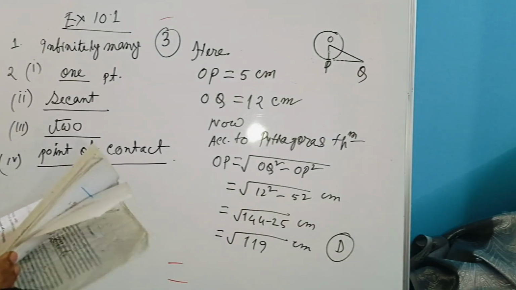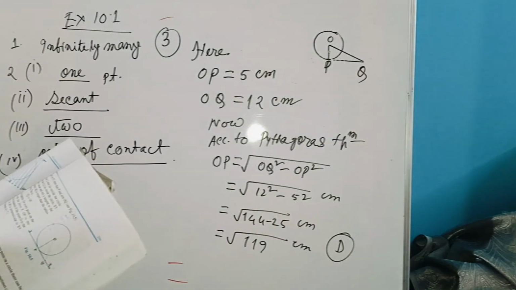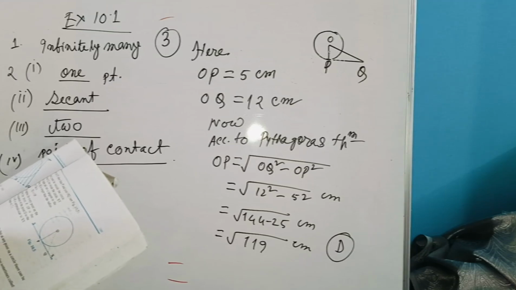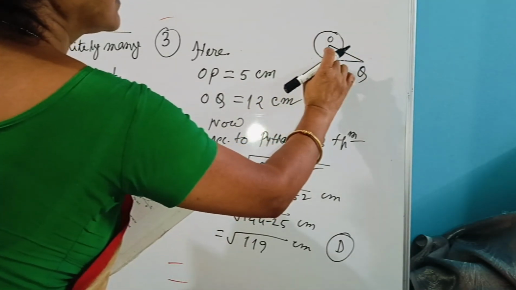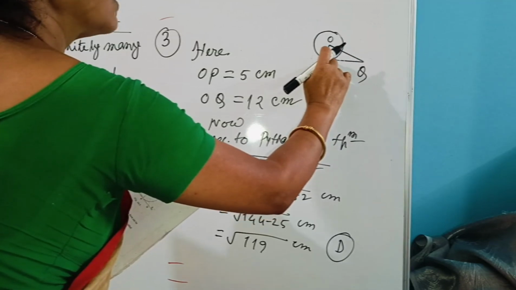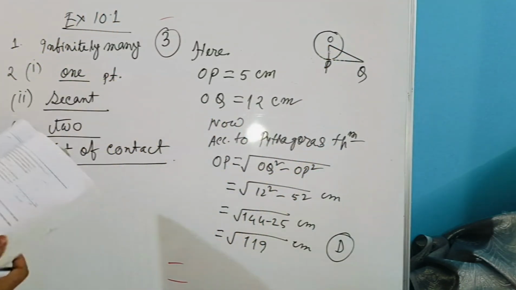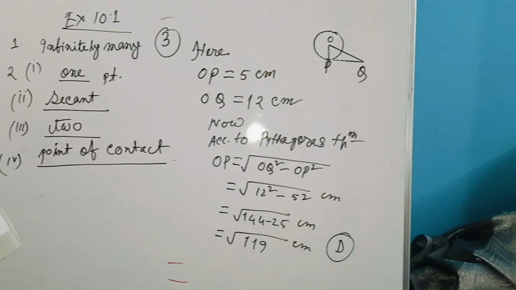Then question number 2, fill in the blanks. A tangent to a circle intersects it in dash points. Suppose PQ is a tangent. It intersects the circle at most only at a point. So 1 point. Then number 2. A line intersecting a circle in 2 points is called a secant.